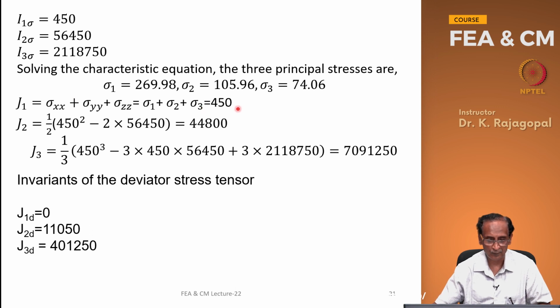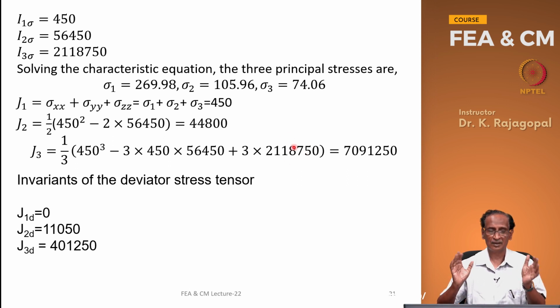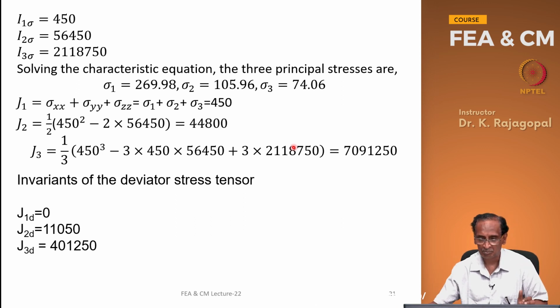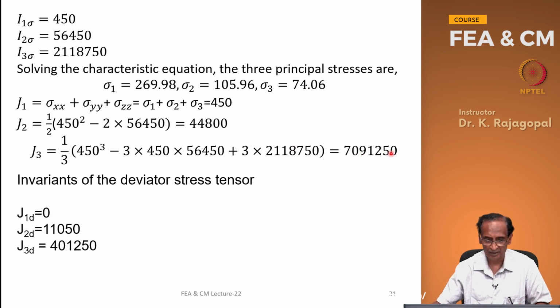that is 450, and J2 is 1/2 of I1 sigma square minus 2 times I2 sigma, that is 44,800, and J3 is 1/3 of I1 sigma cubed minus 3 times I1 sigma times I2 sigma plus 3 times I3 sigma. I3 sigma is the determinant of that stress matrix or the stress tensor, sorry, and that's this much.